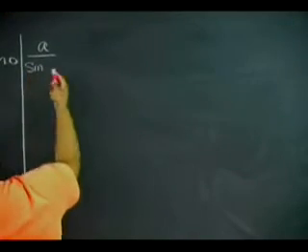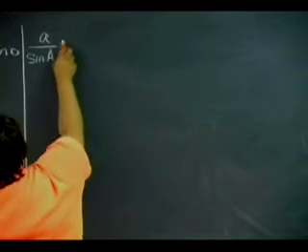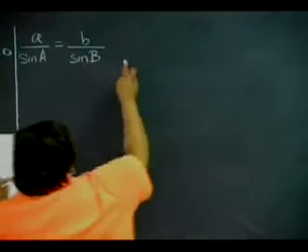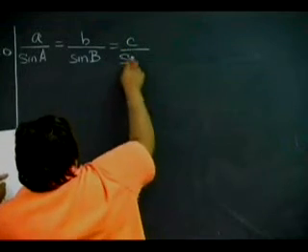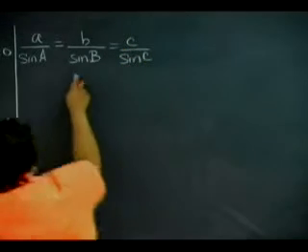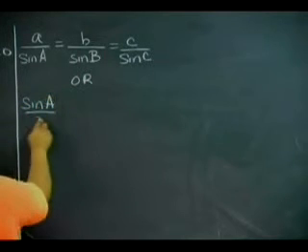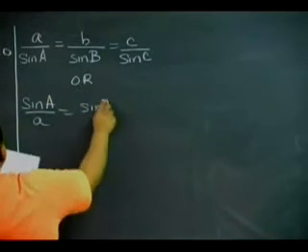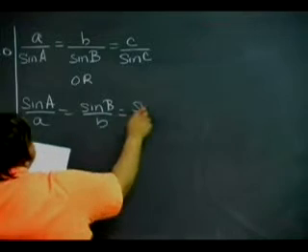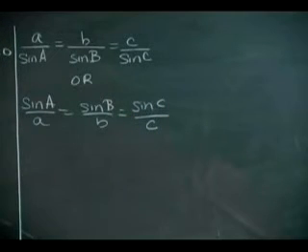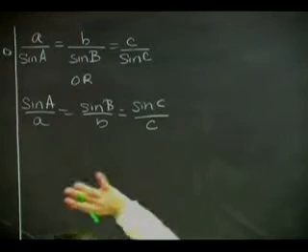We have little a over sine of angle A equals little b over sine of angle B equals little c over sine C. We can use that form, or we can use an alternative form: sine A over little a, sine B over little b, sine C over little c. Either one of those, okay? They're both the law of sines. We just have 2 forms depending upon what you want in the numerator or denominator.